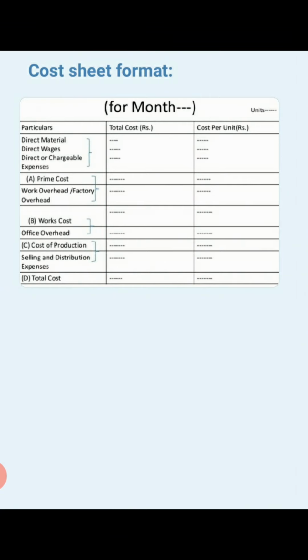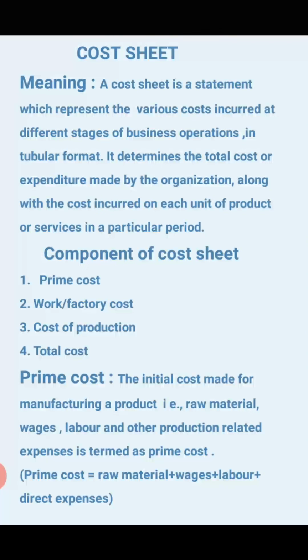It means the cost per unit of the product we will write here, and the total cost we write on this side. The prime cost we got, and after adding work overhead or factory overhead we get factory cost, and the second is office overhead. After adding we get cost of production, and after selling and distribution overhead we get total cost. This is the cost sheet format and the cost sheet meaning.